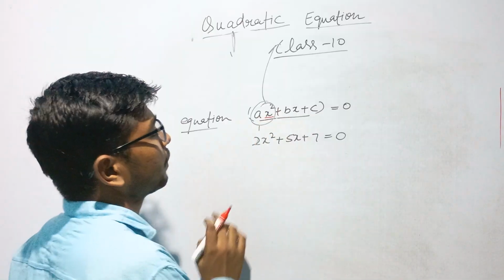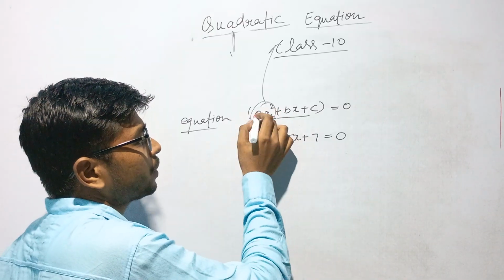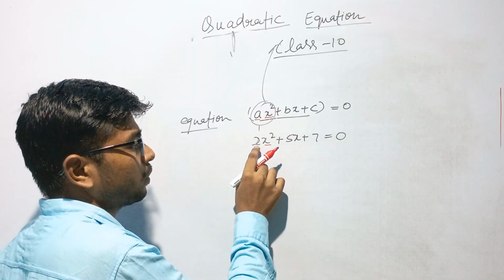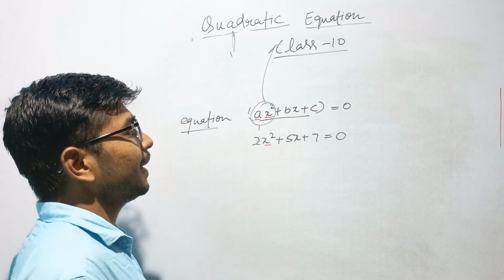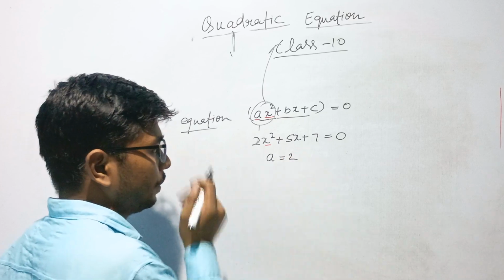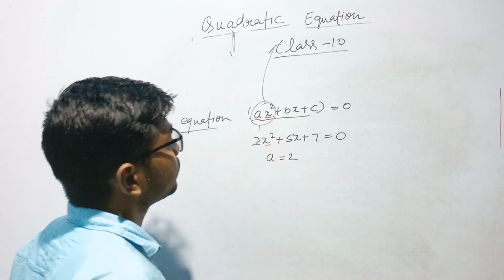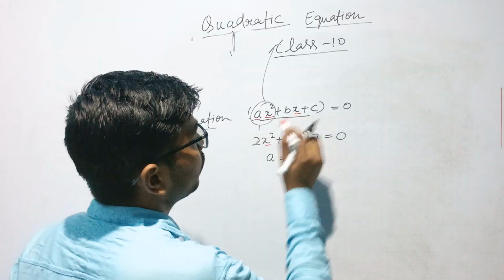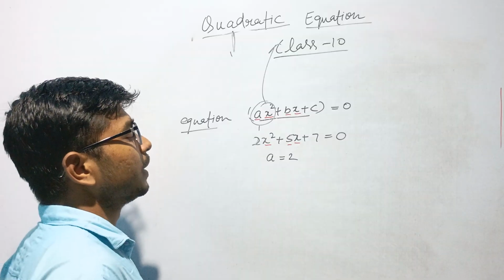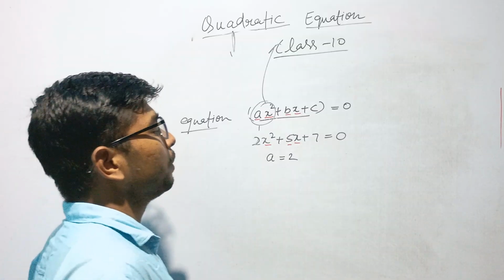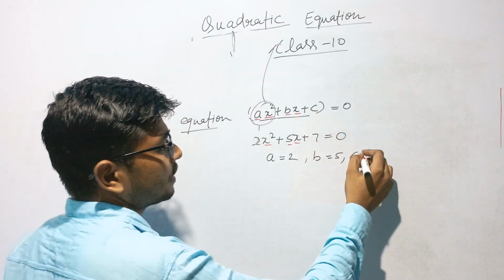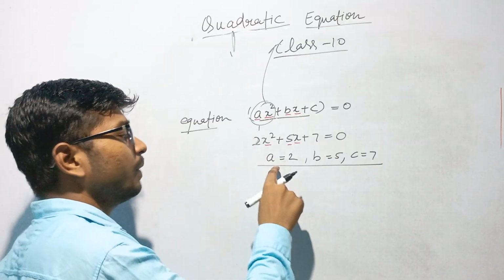This is x square. So coefficient of x square is a, and here coefficient of x square is 2. So we can say the value of a is 2, right? Similarly, you can see the coefficient of x is b, and coefficient of x is 5, right? So finally we can say b is 5. Similarly, c is 7. Okay, so in this way we can compare.